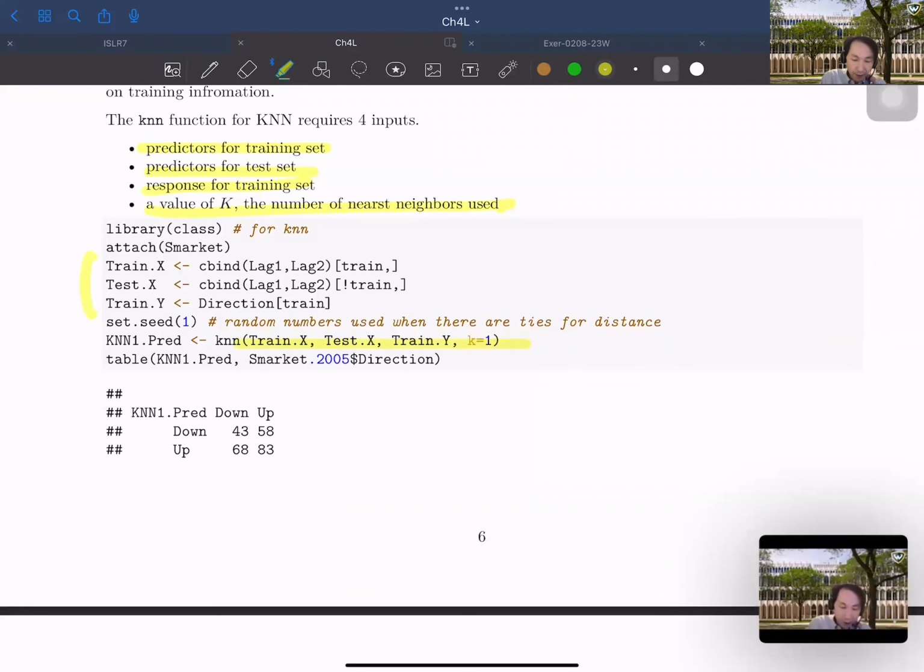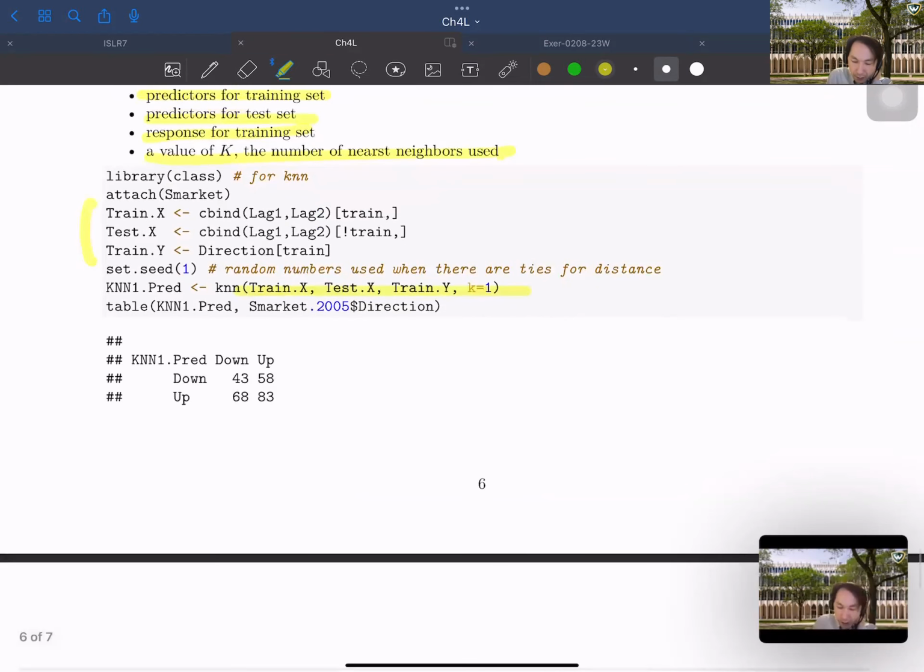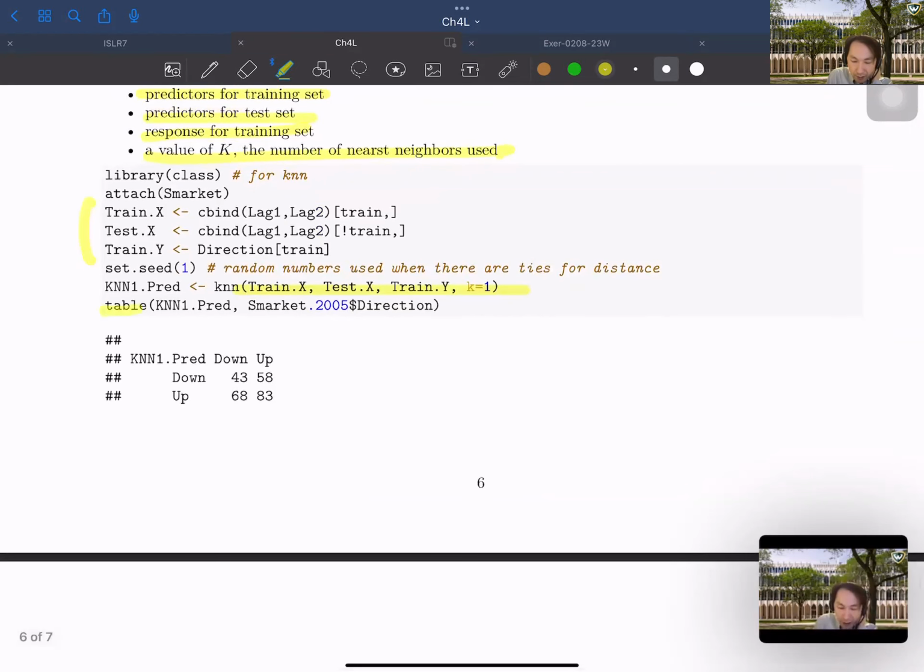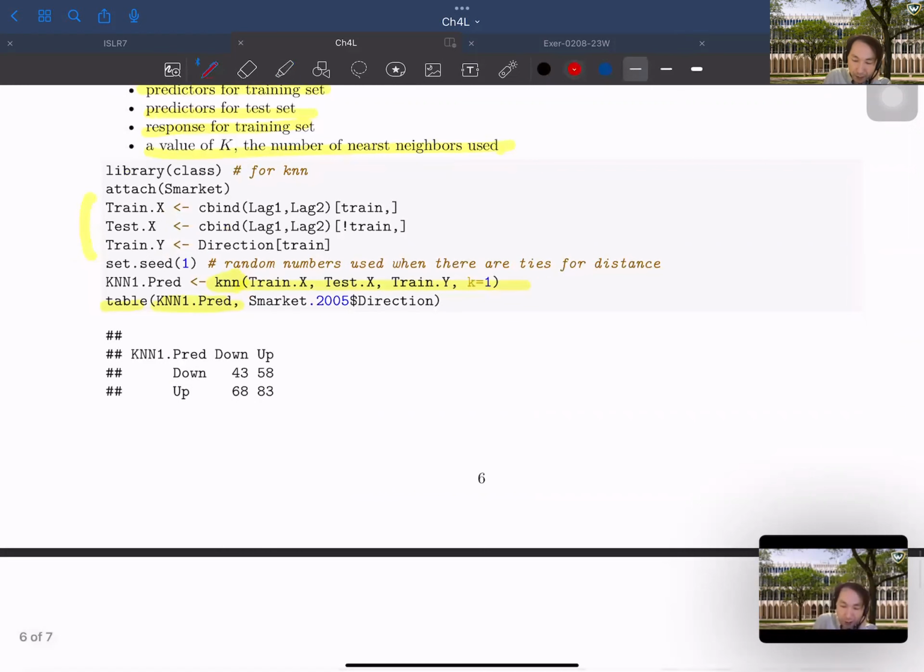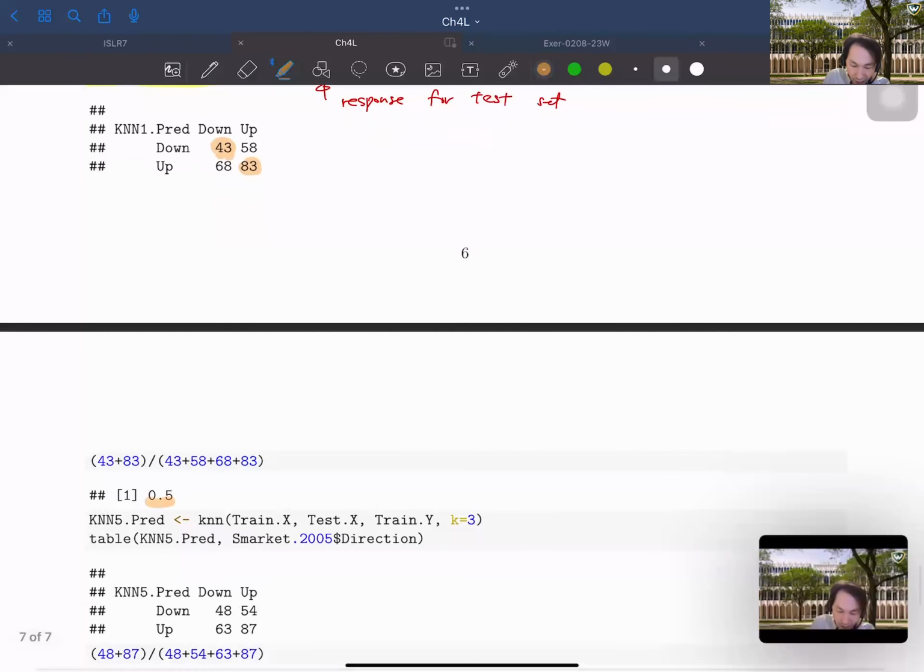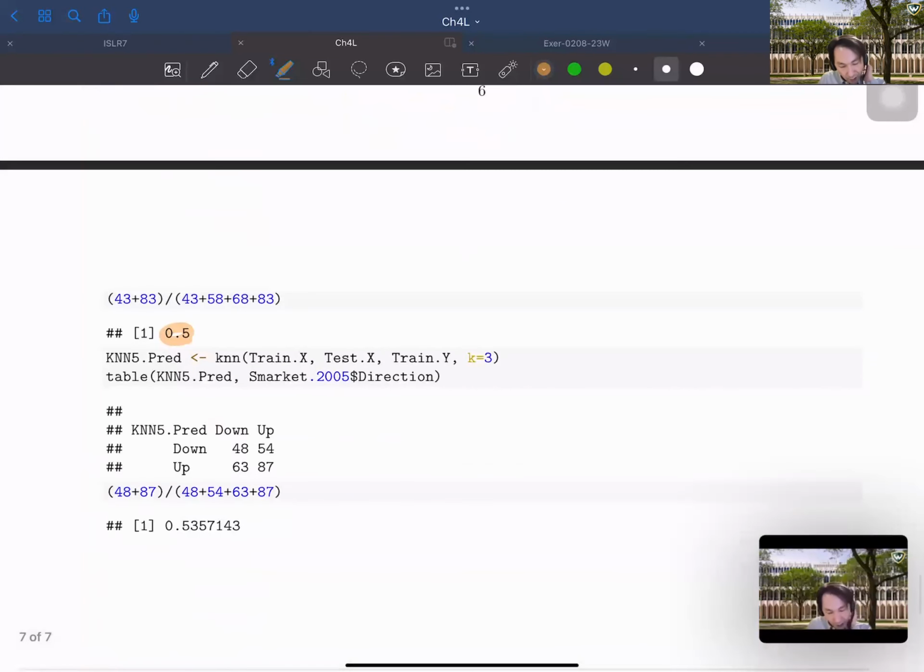We defined the training and test sets first. Then we can immediately make a table of predicted KNN values, just by the KNN function. Then this is the truth, the response for the test set. You can see that these are correct and the off-diagonal parts are incorrect, and actually only 50% correct. So this does not work well.